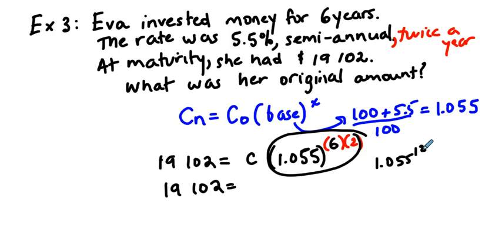Okay, so I'm here, I'm alone in my basement. I don't have any students to help me with calculations. 1.901. So 1.901C. 19,102 divided by 1.901 is 10,048. I won't round this one. Doesn't matter. $10,048.